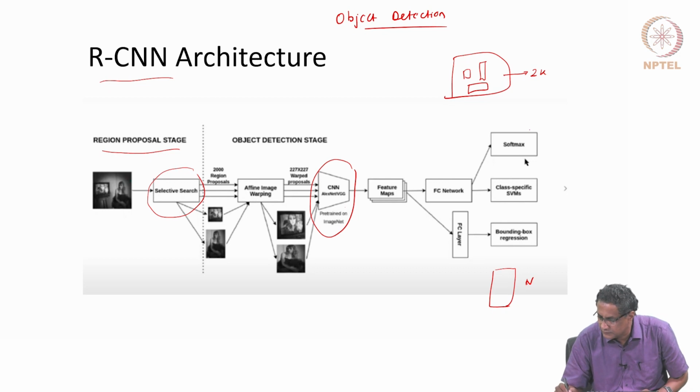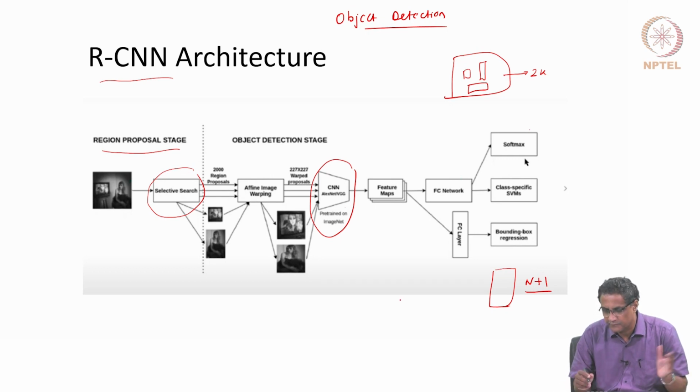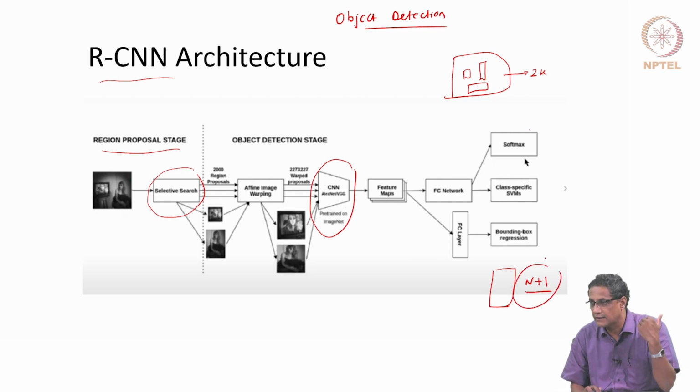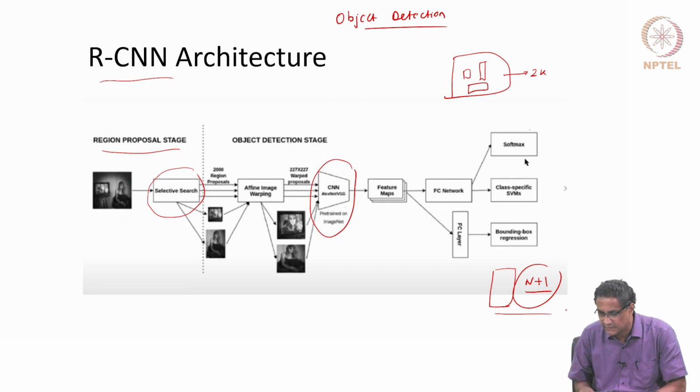Now, if you have n number of object classes, it will create a vector which is n plus 1, where 1 is for the background. So n is for the object classes, and 1 class is for the background. The final output classification layer, that 1000 class thing that you had in AlexNet, is replaced by this n plus 1 class layer.